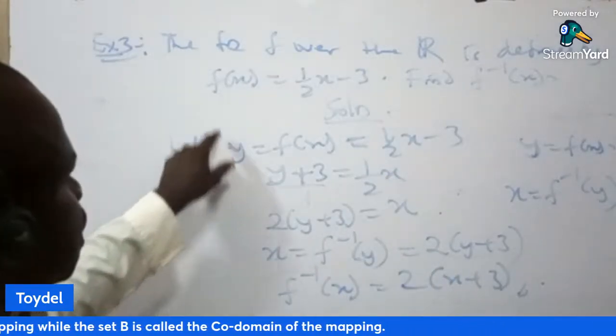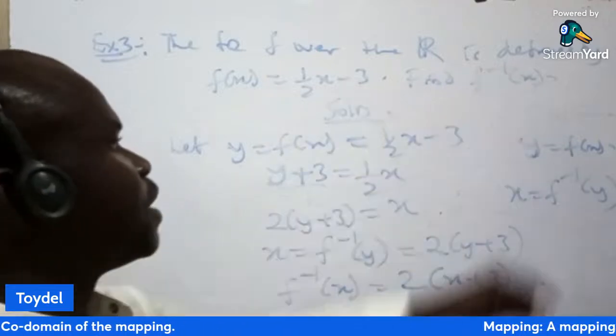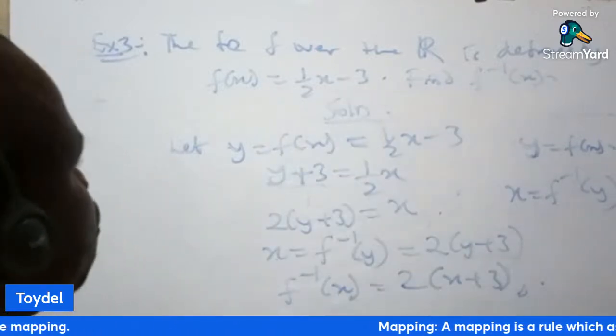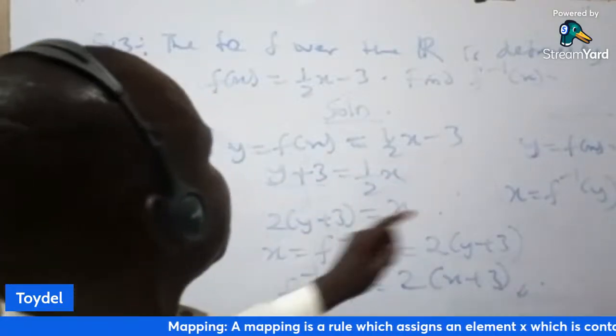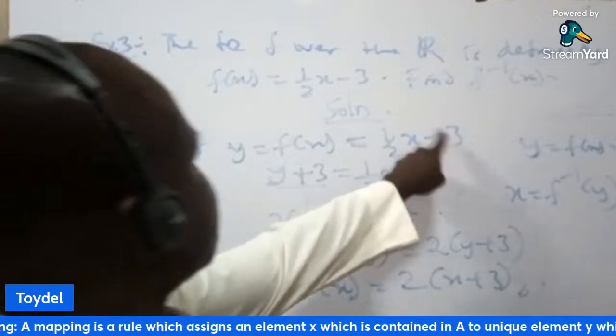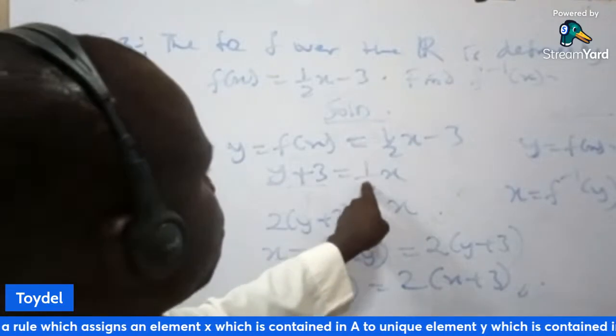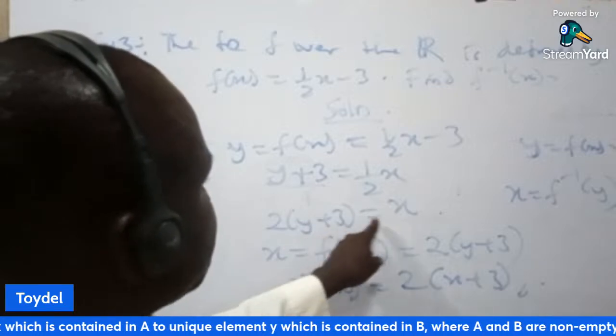Look at the function f of x, it is defined as this. We want to find f inverse of x. So I define y as my f of x, and it's given as this. Instead of f of x now, I change everything to y, so that I have y plus 3 to be equal to half x. When I cross multiply, I have 2 into y plus 3 to be equal to x.